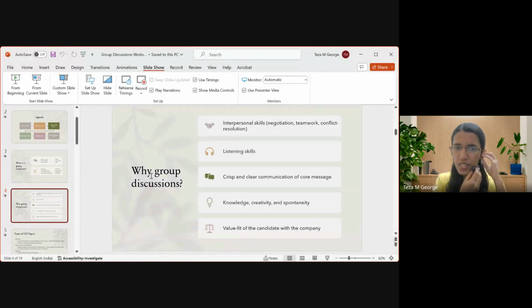Group discussions are used to assess your interpersonal skills. How well do you negotiate with others? Can you work together as a team? If there are conflicts, how do you resolve those conflicts? They also test your listening skills.